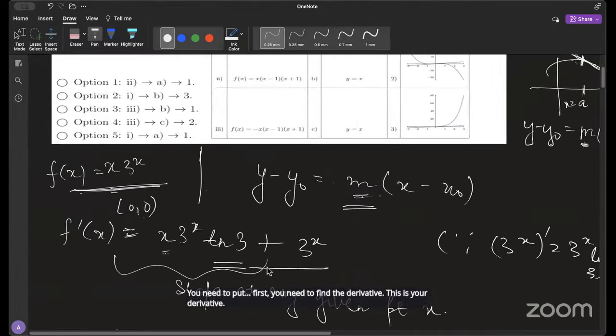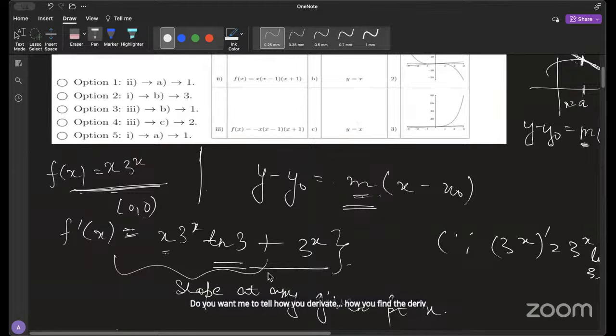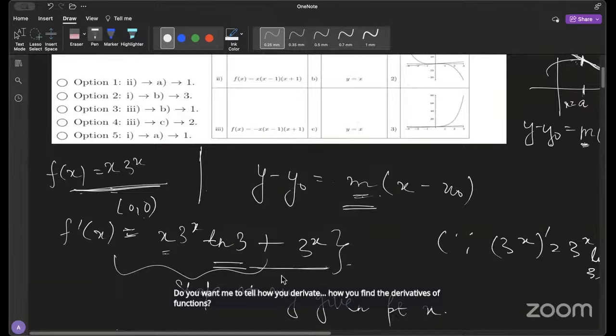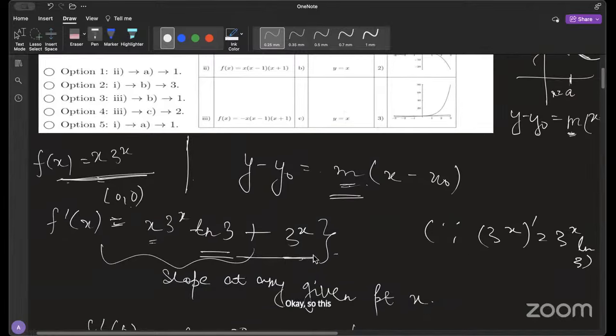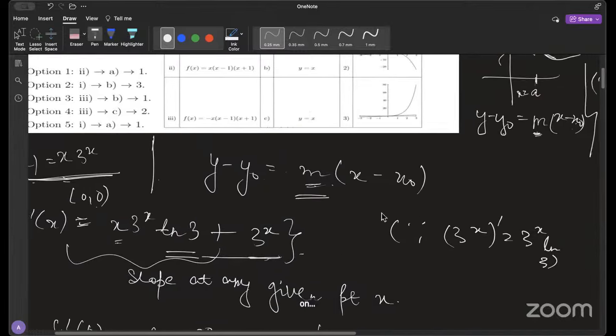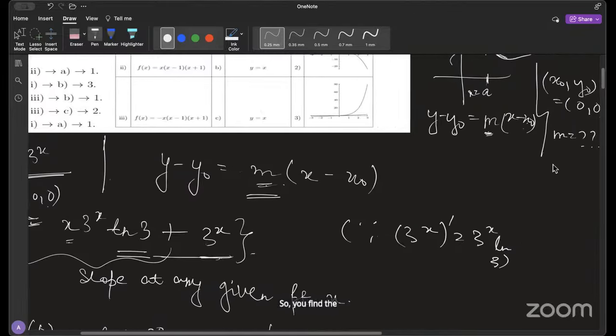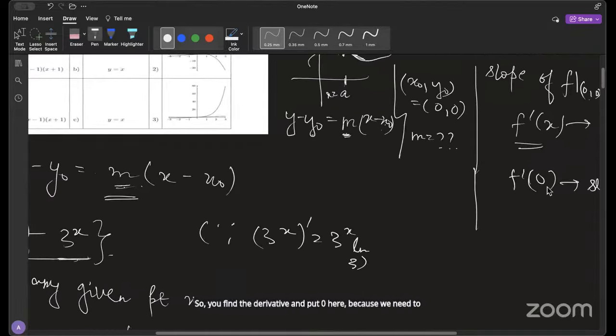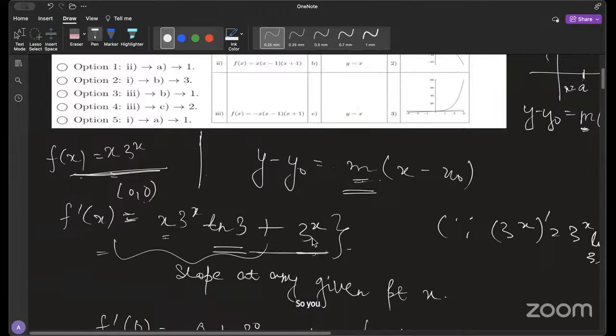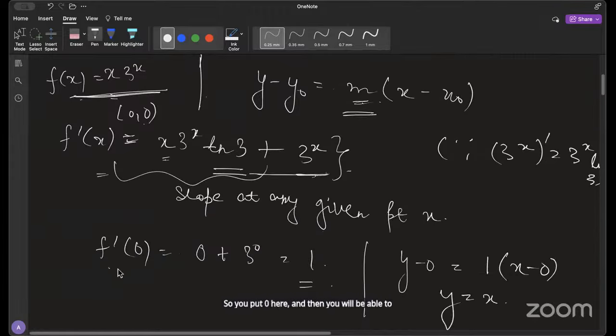This is your derivative. Do you want me to tell how you find the derivatives of functions? Okay. So let's just first focus on what we have to do. Then we'll come to this derivative. So you find the derivative and put 0 here because we need to find the derivative at 0, right? So you put 0 here and then you will be able to find the derivative at 0. That's your slope at 0. This is slope of f at 0, right?